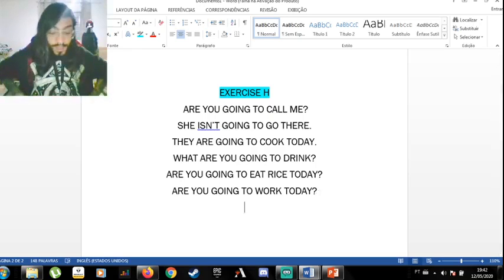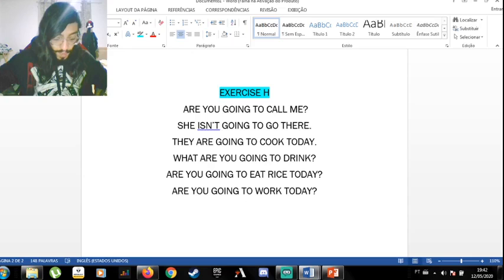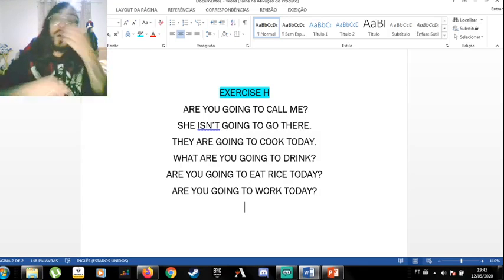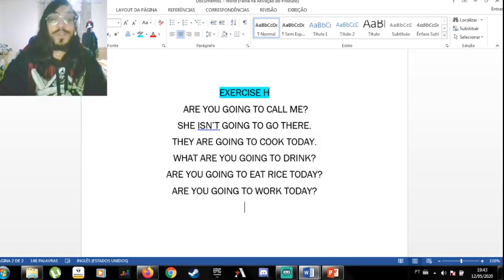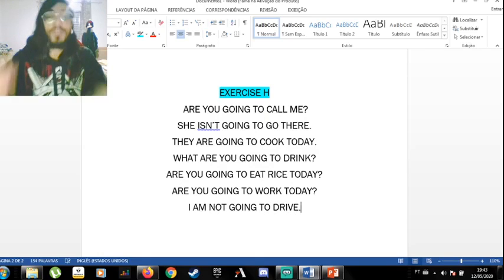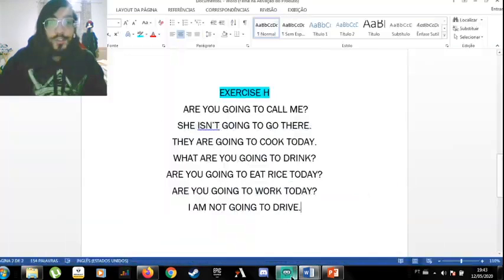Students, sentence number, I forgot the counting. 1, 2, 3, 4, 5, 6, 7. Sentence number 7, students. Sentence number 7 is eu não vou dirigir. In English, how can I say it in English? So, I am not going to drive. I'm not going to drive.